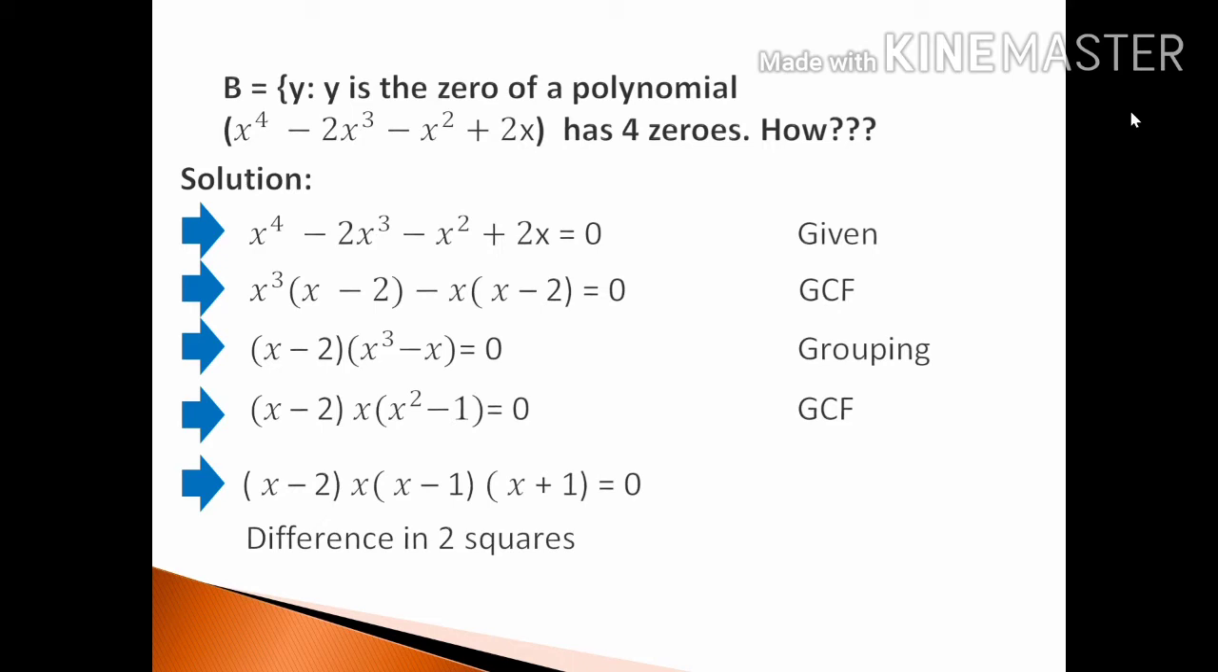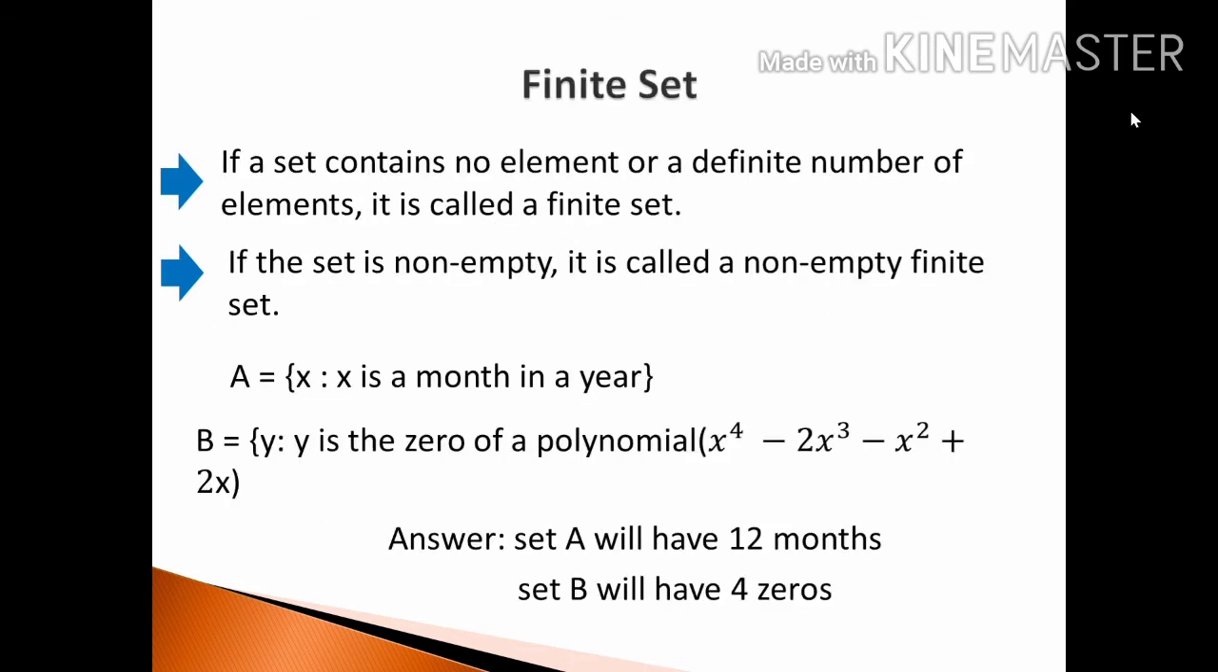By transposition, we get x equals 2 from x minus 2 equals 0. We have also x equals 0. We get x equals 1 from x minus 1 equals 0. And we get negative 1 from x plus 1 equals 0 by transposition. Now we have the different zeros of the polynomial, and we have 4 zeros. That makes the set B have 4 zeros.